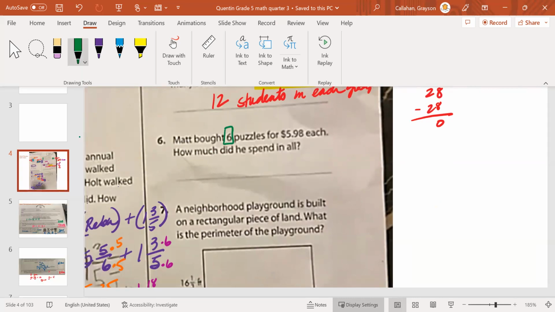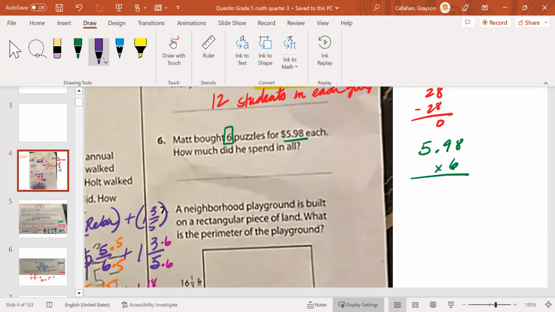So you have 6 puzzles. This is how much it costs for each. What are you gonna do with the two numbers? Good. I personally always like to put the bigger number, the one with the most digits, on top. So then I'm gonna put 6 on the bottom, even though 6 is bigger than $5.96, right?